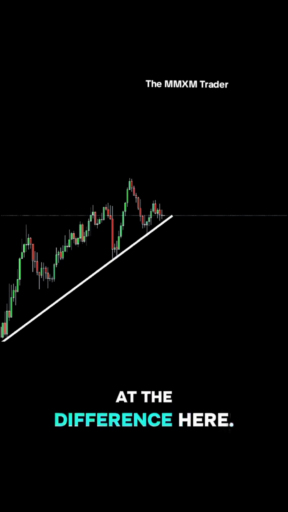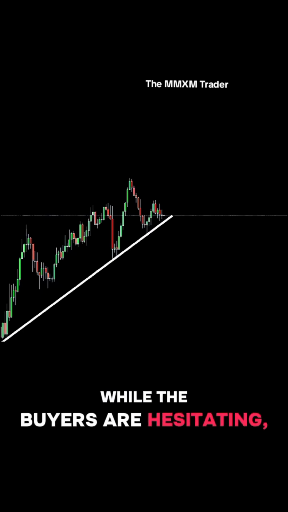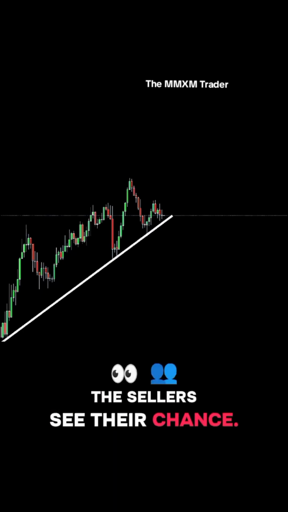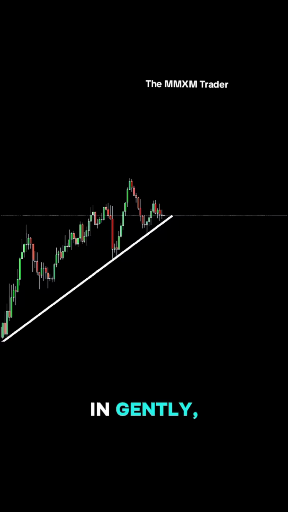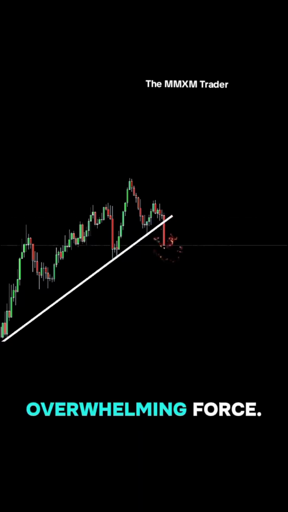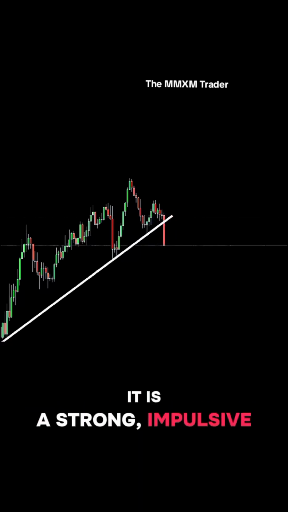And just look at the difference here. While the buyers are hesitating, the sellers see their chance. They don't just step in gently. They come in with overwhelming force. It is a strong, impulsive move down.